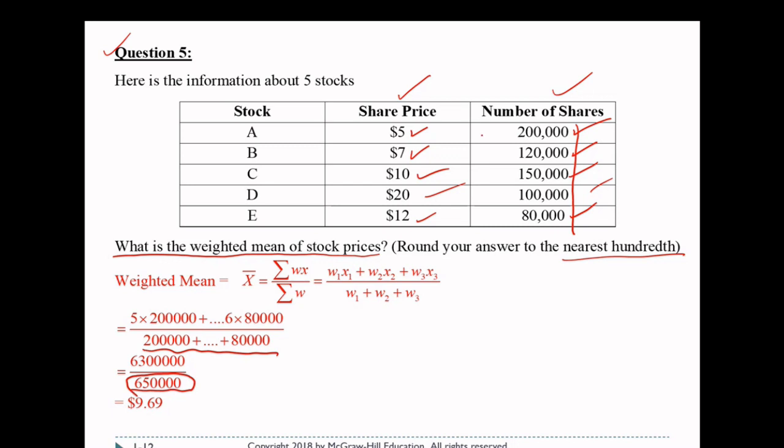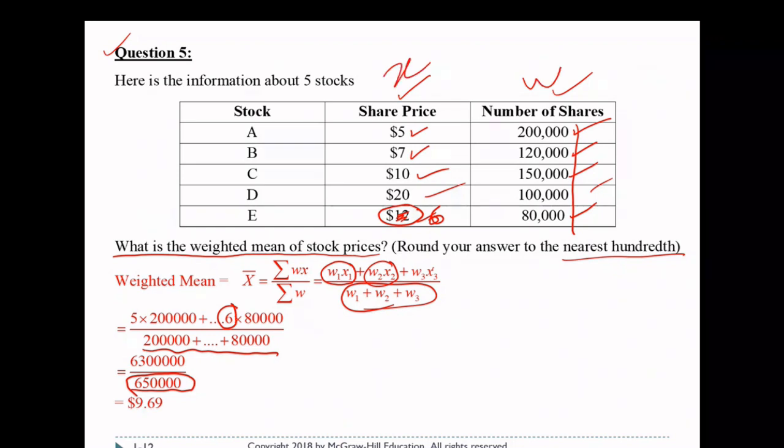Okay, multiply and add these together. This one is written 12 times 80, and here is written 6. There is something wrong. I think this is wrong. This should be 6. Anyway, you need to multiply each weight by its value, add them together, and divide by the sum of the weights. This is the weight, and this is the value, the share price. The share price is the value, and the weight is the number of shares. Take this average and you calculate the weighted mean.